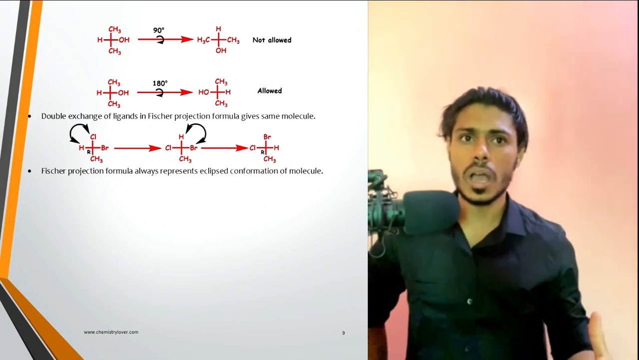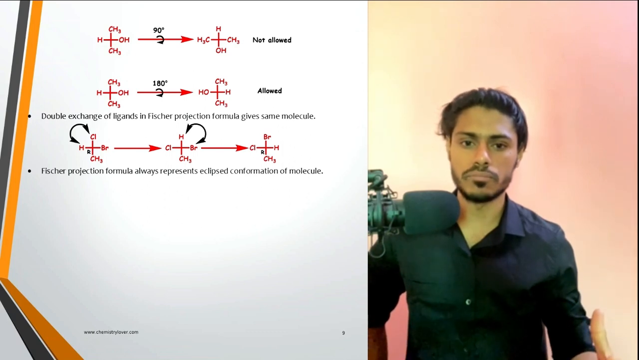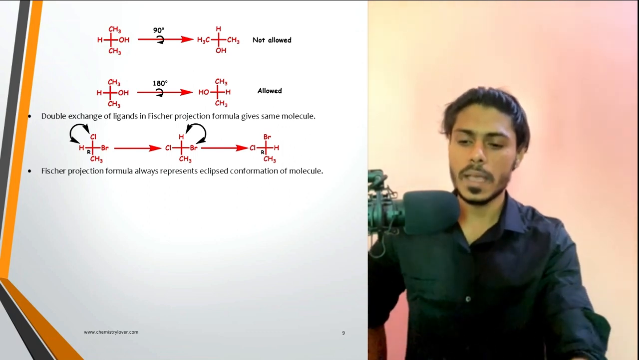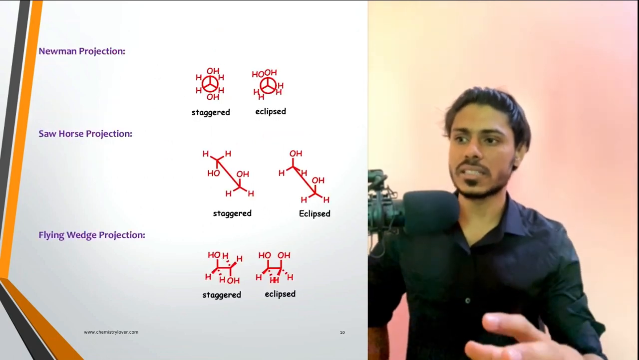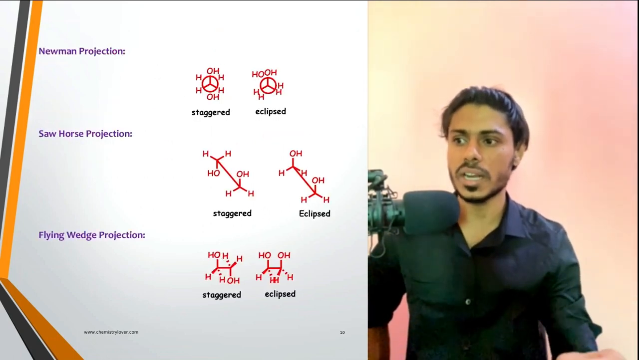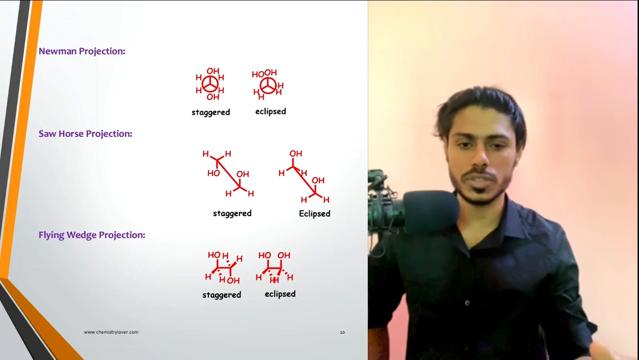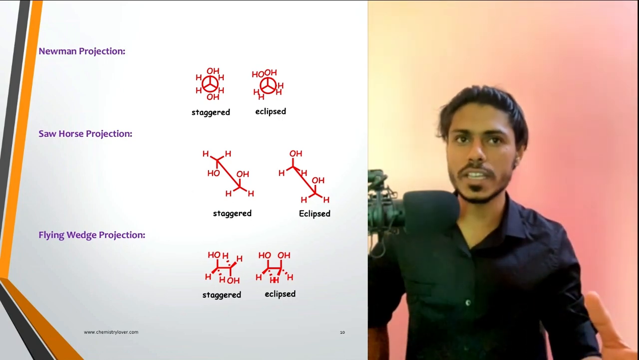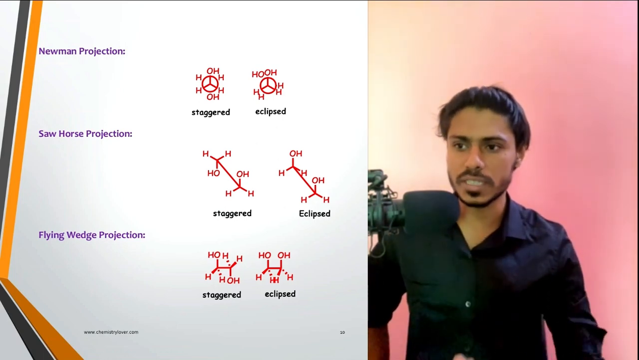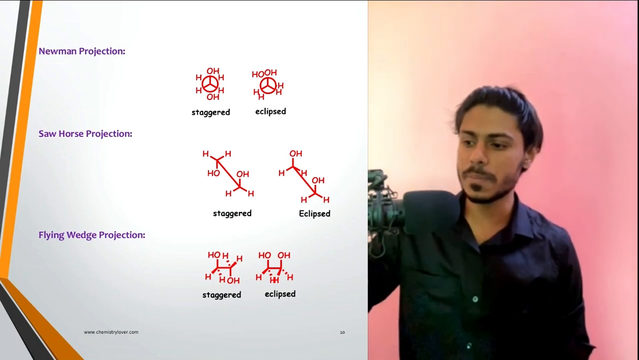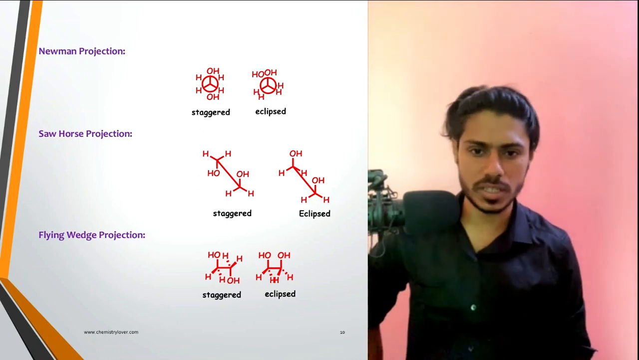You have to understand all these rules. Okay. Now the next thing is there are three more projection formulas, which are Newman projection formula, Sawhorse projection formula, and flying wedge projection formula. Okay, so these three are also very important, and you can see the representation of all these three projection formulas.